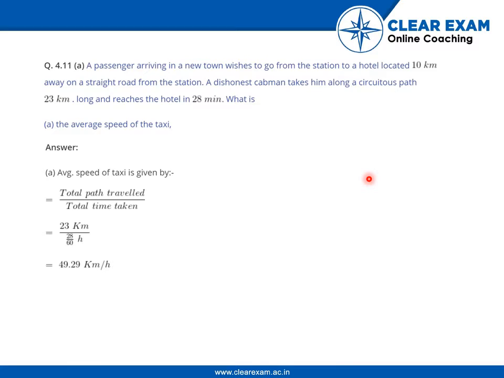So the average speed of the taxi is given by the total path traveled divided by the total time taken. Although the linear distance is 10 kilometers, the cabman took another path, and this particular path was of 23 kilometers. So we need to consider this particular distance. The total path traveled is 23 kilometers, and the total time taken is 28 minutes. Converting it to hours, it is 28 by 60 hour, and the result is 49.29 kilometers per hour.